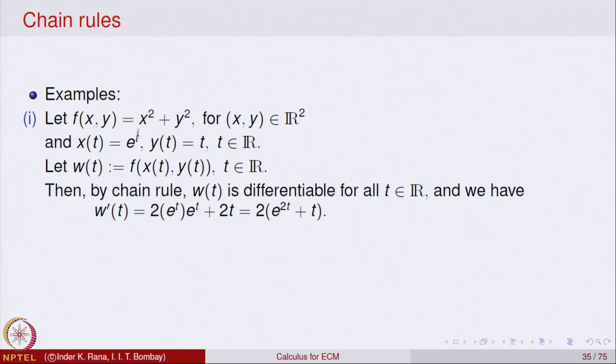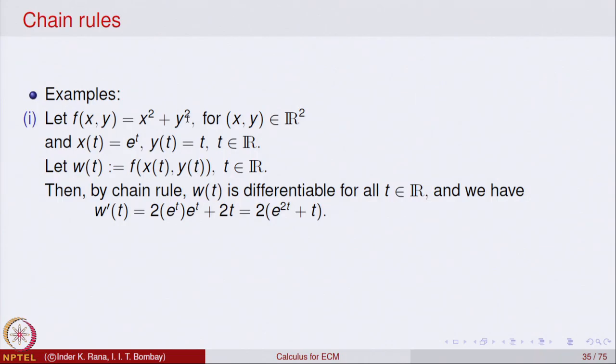The partial derivative of f with respect to x, we get from this equation. That is 2x, y is kept constant. So, that is 2x, and x is equal to e raised to power t. So, you get the first term as 2 times e raised to power t times dx by dt. But x(t) is equal to e raised to power t, so its derivative dx by dt is e raised to power t itself. If you recall, we had mentioned that for the exponential function, the derivative is itself. Plus the contribution with respect to the second variable now, that will be the partial derivative of f with respect to y times dy by dt.